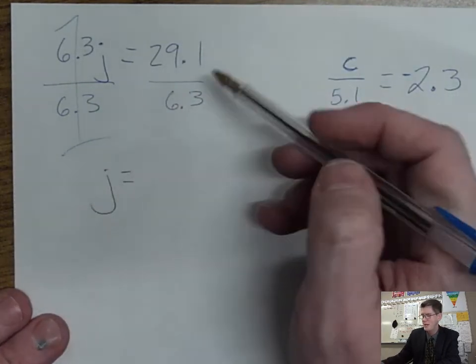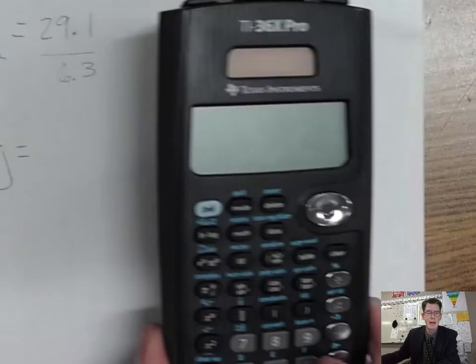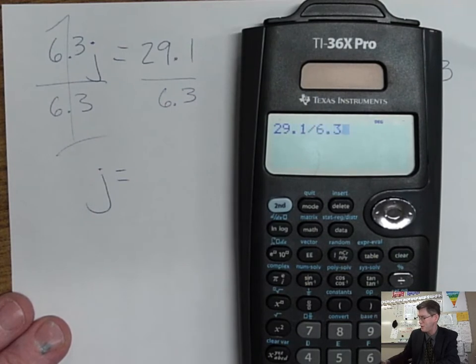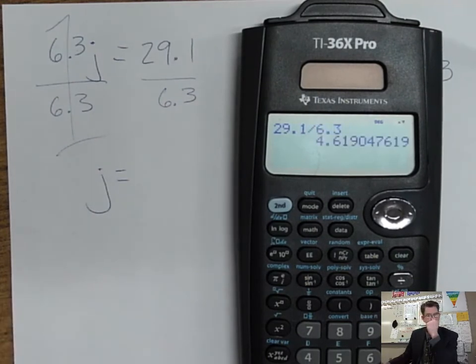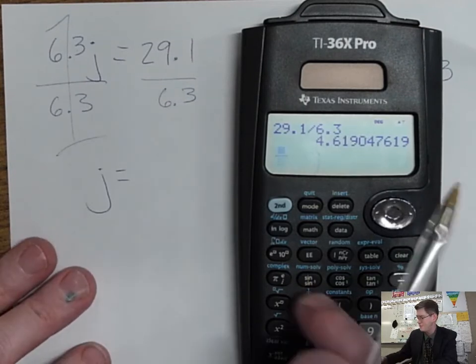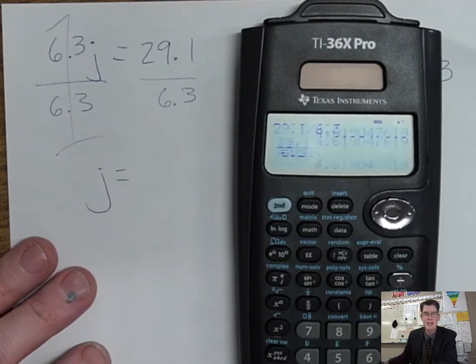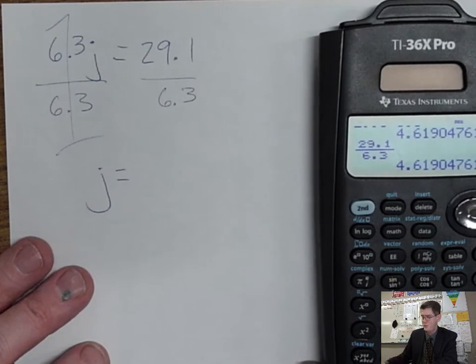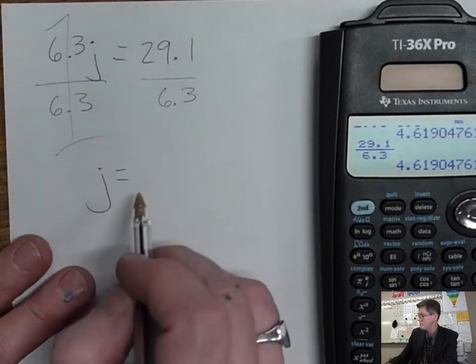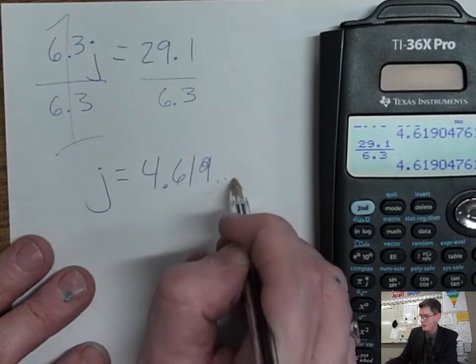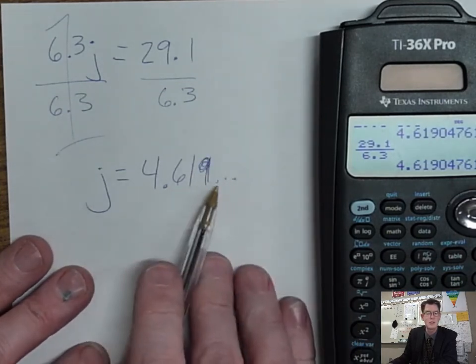So j now becomes whatever 29.1 divided by 6.3 is. And the calculator takes us there. 29.1 divided by 6.3. If you would have done it as a fraction, 29.1 divided by 6.3, exact same situation. Sure goes on for a while. What do we got? 4.619. And if the instructions don't say anything, go out for a while and then just round.